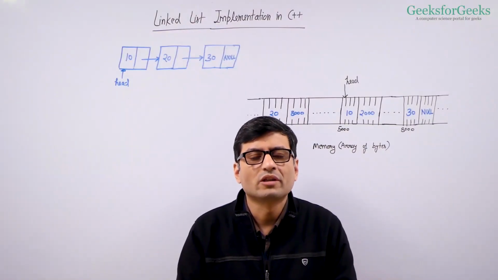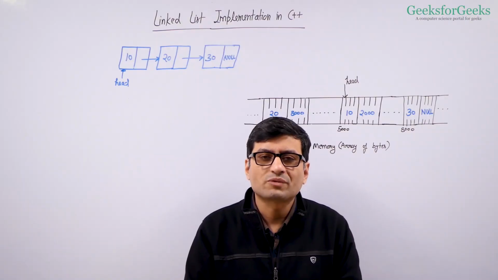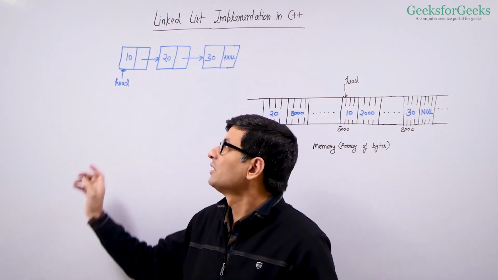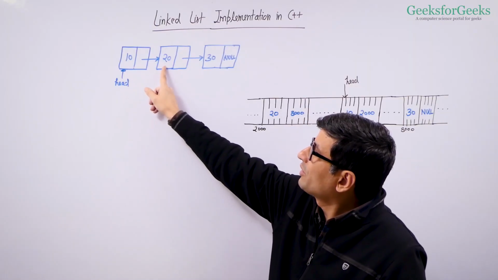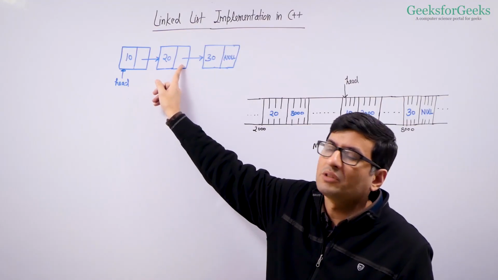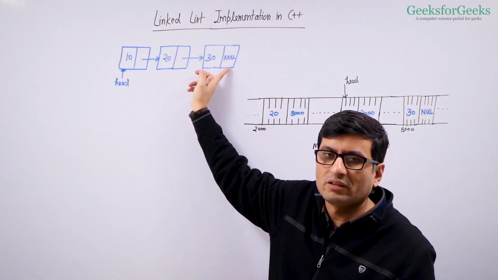Let us talk about linked list implementation in C++. Let us first consider creating a simple linked list with 3 nodes. The first node has data 10 and address of the second node. The second node has data 20 and address of the third node. The third node has data 30 and address of the next node is null.